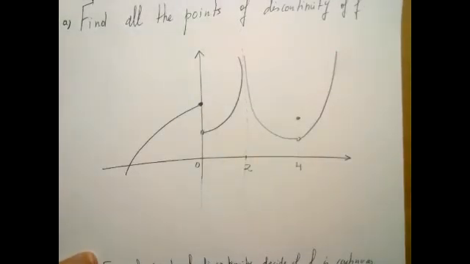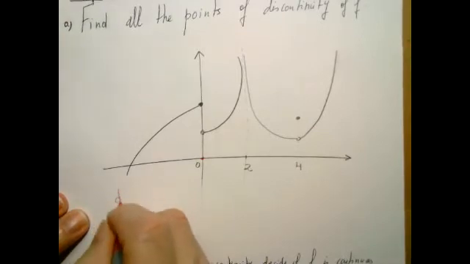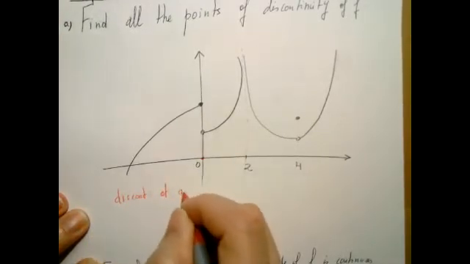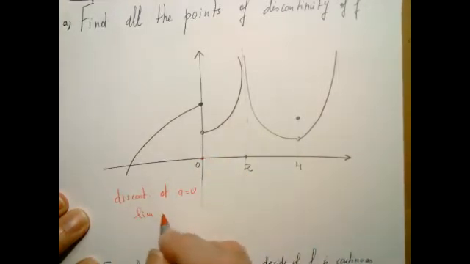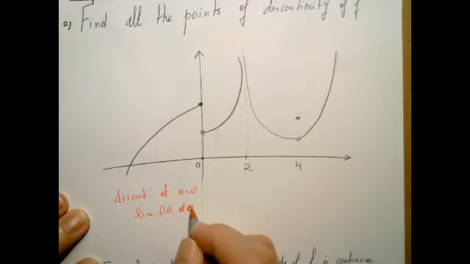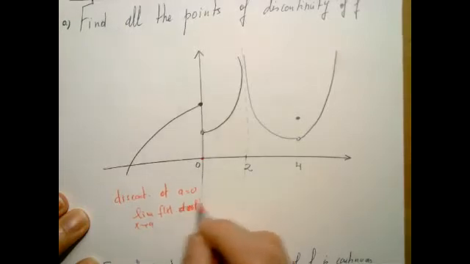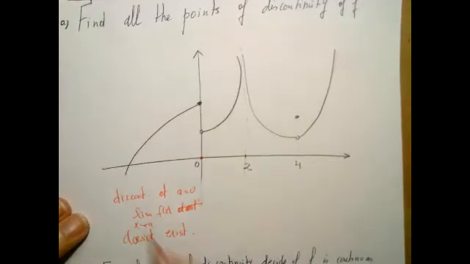Go on. At 2, at 0, obviously discontinuous at 0. At a equal to 0. Why discontinuous? Because this is the scenario where the limit does not exist, because the right limit and the left limit are different.